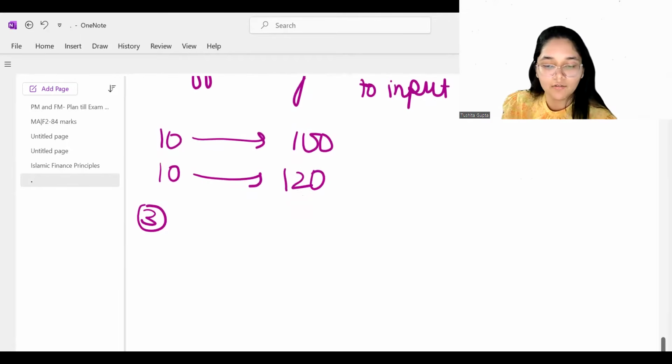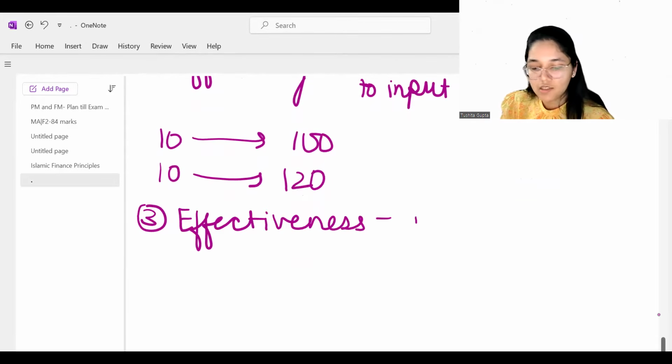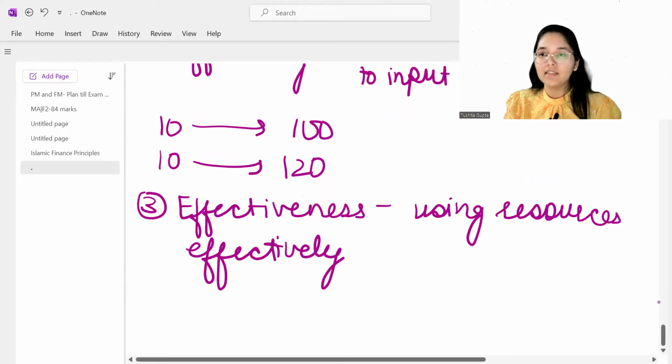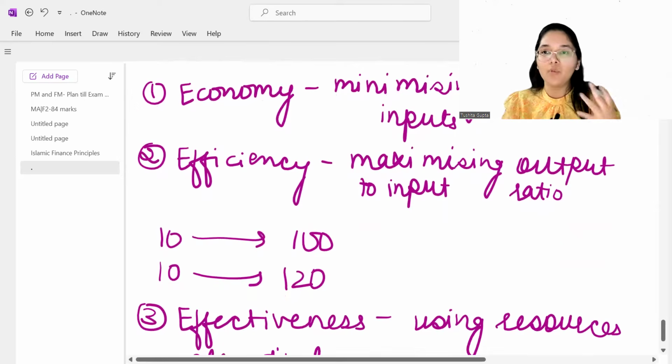And then the third E that we have is effectiveness. Now, how do we judge effectiveness? Effectiveness means using your resources effectively. So perhaps if the hospital has ambulances, whatever is the number of ambulances that I have, all of them are being used to the very effective potential that they can be used. So these are the 3 E's which are used to evaluate whether an NPO is doing good.